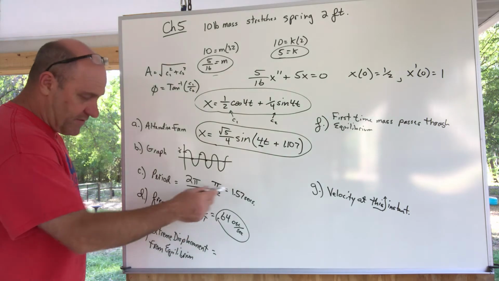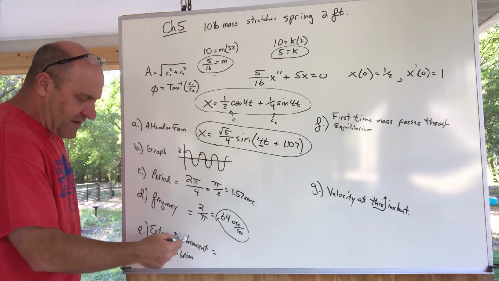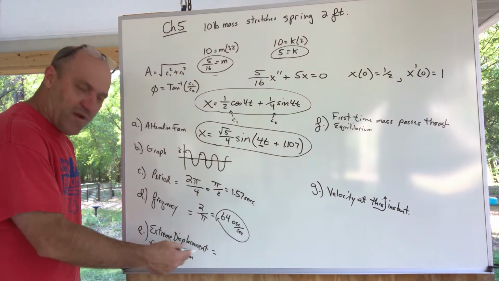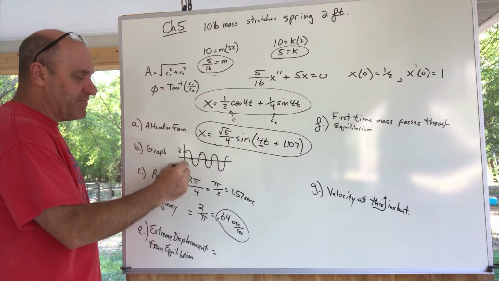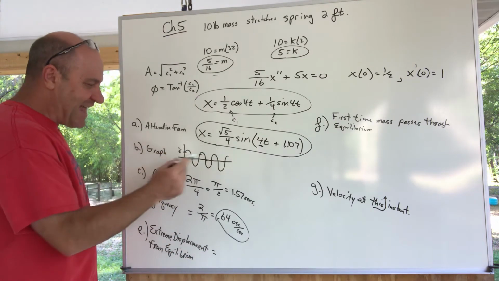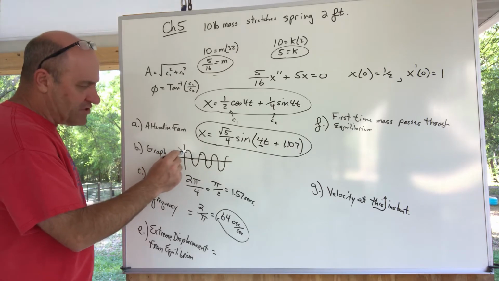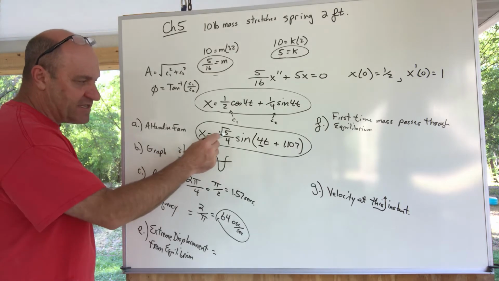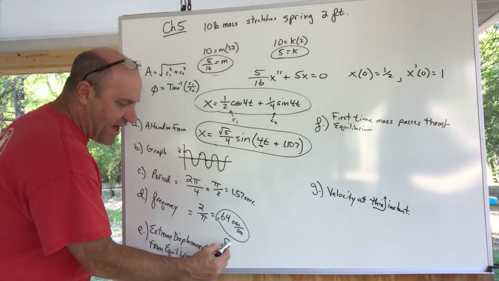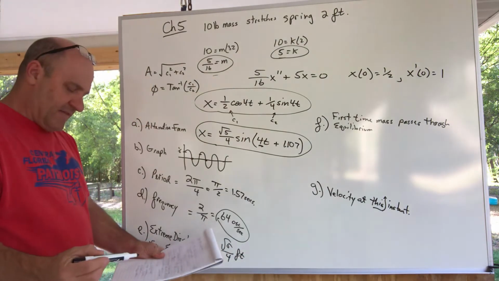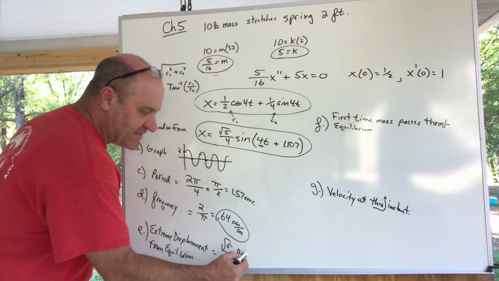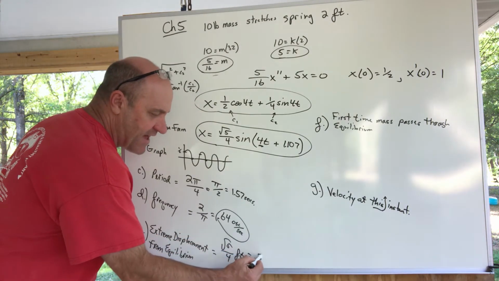The reciprocal of the period. The extreme displacement from equilibrium, that's the way our book talks. That happens to be the amplitude, the extreme displacement from equilibrium. And it's slightly over a half. It got pushed up and it just was slightly over a half. It's the square root of 5 over 4 feet. That is approximately 0.56 feet.